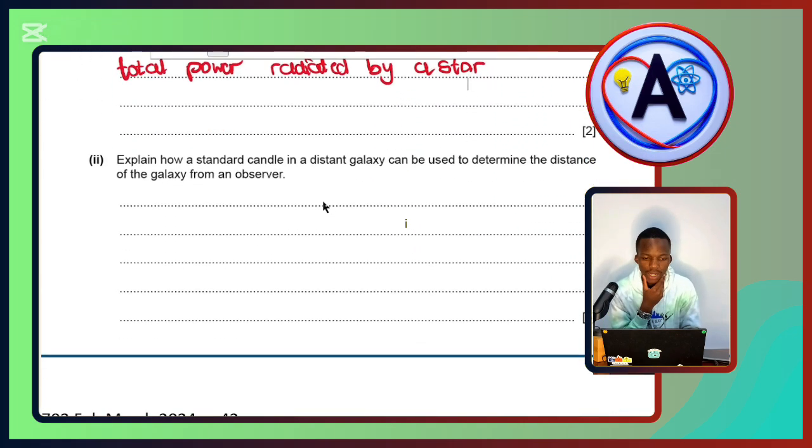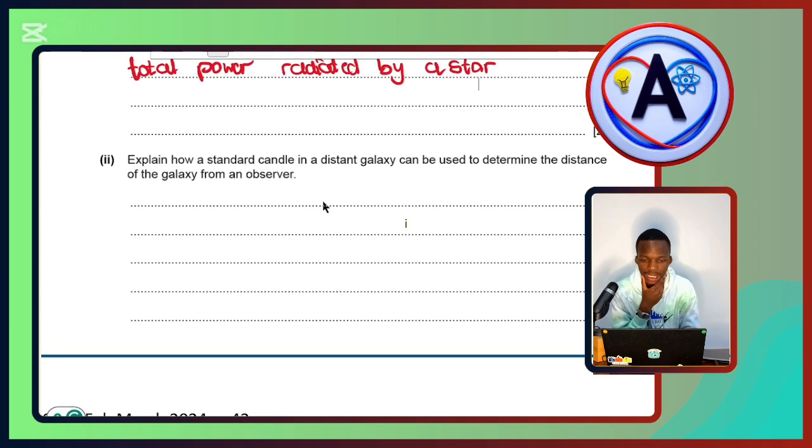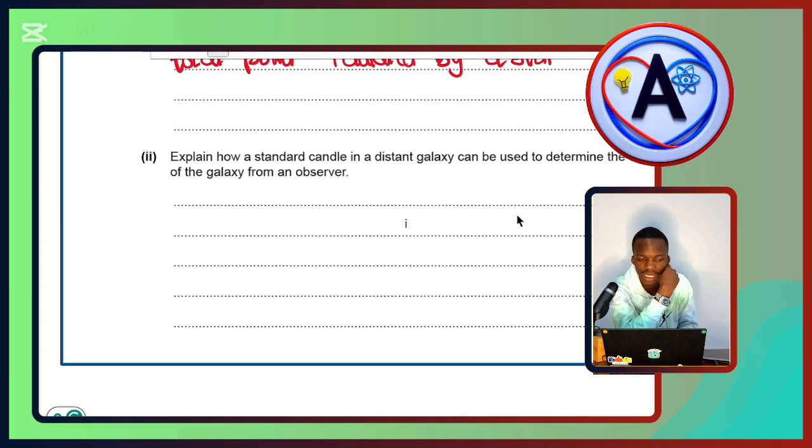Okay, explain how a standard candle in a distant galaxy can be used to determine the distance of the galaxy from an observer. And you want to figure out the distance. So you know that a standard candle has known luminosity. So we start from there, because you want to understand what a standard candle actually is. So a standard candle has known luminosity. That's where we start always.